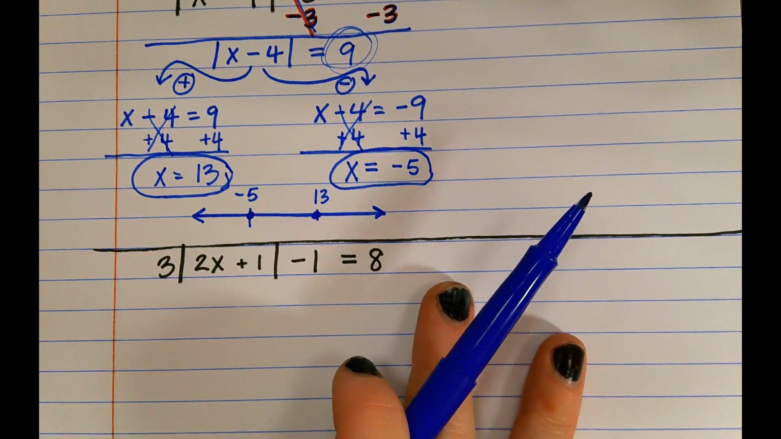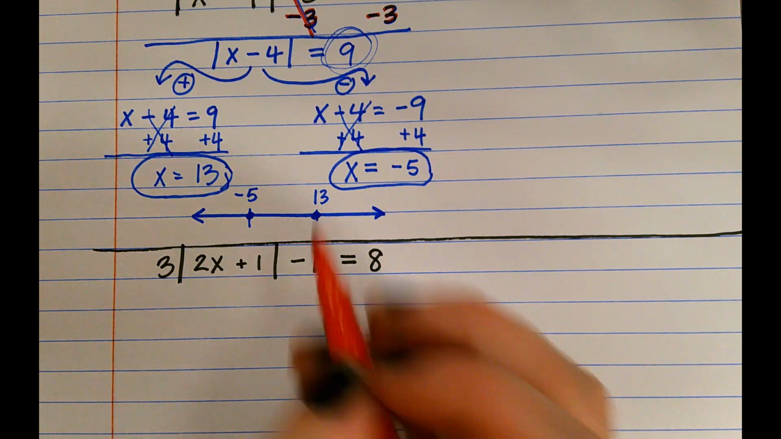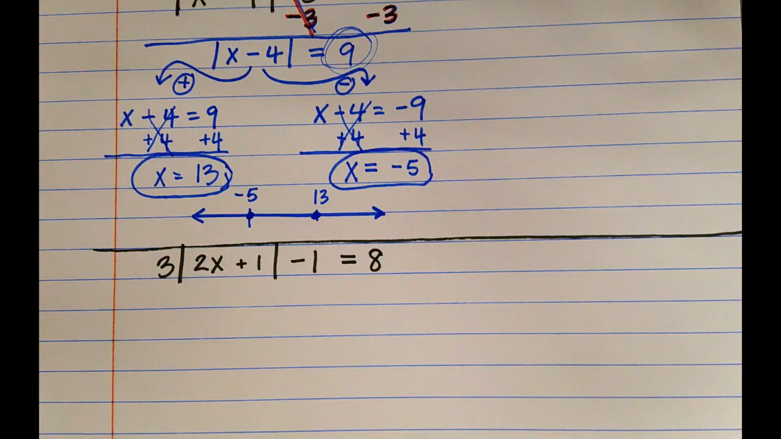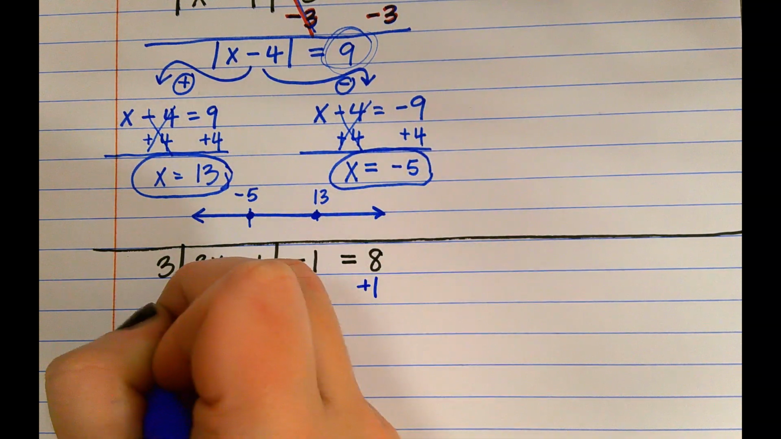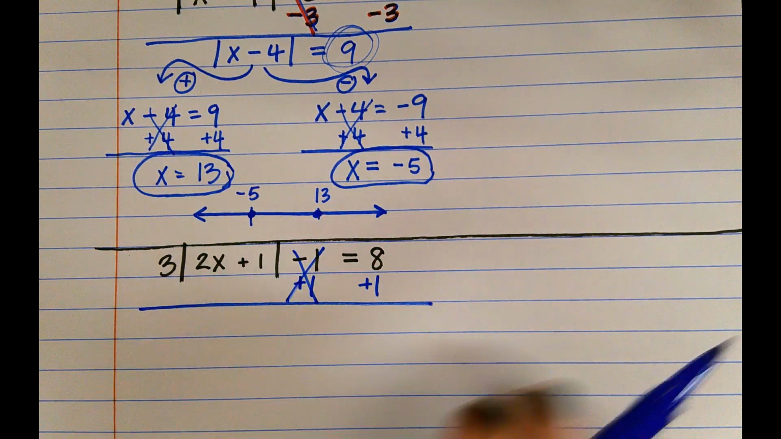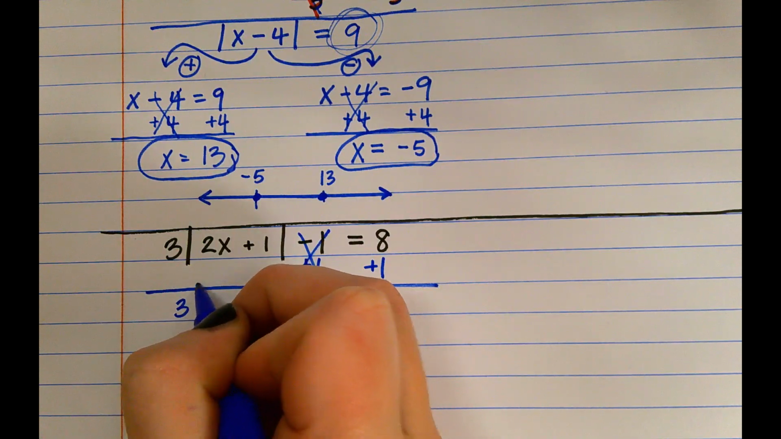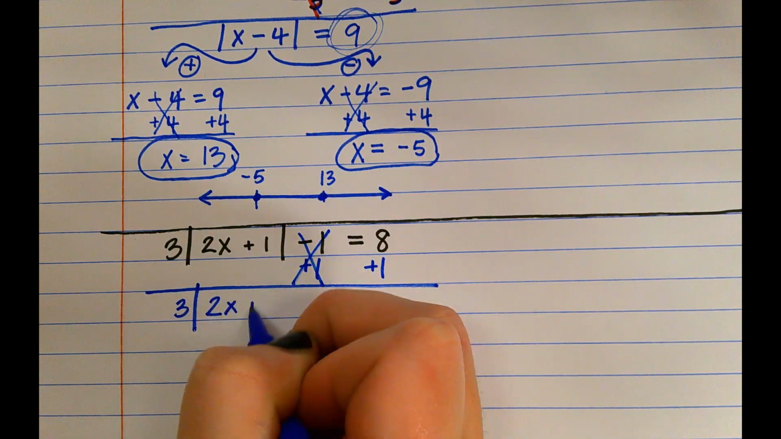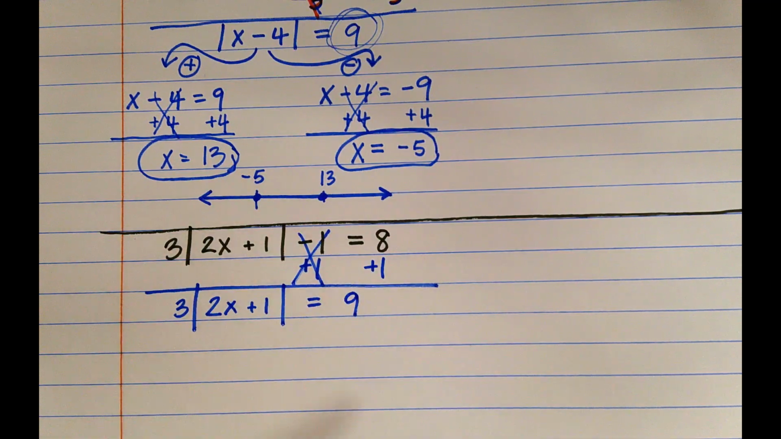So what would I do here, guys? Anybody know? Yes, let's add 1 first. That's a great way to start. Plus 1 on both sides. That's going to get us one step closer to having this absolute value all by itself. And we'll bring everything down. 3, absolute value, 2x plus 1 equals 8 plus 1 is 9.